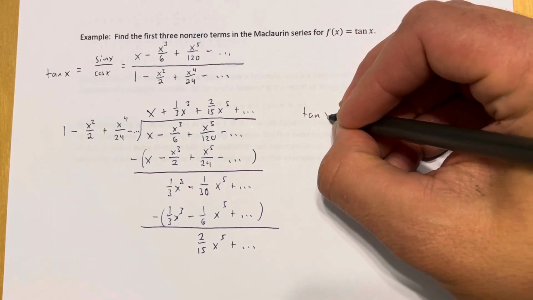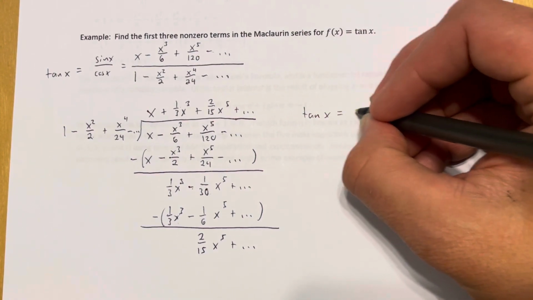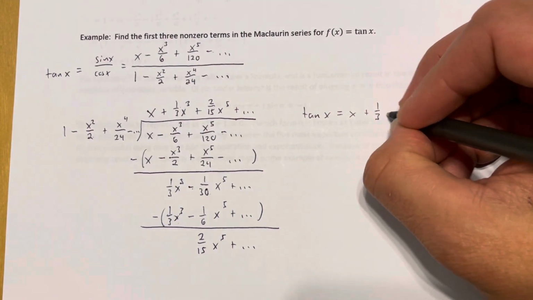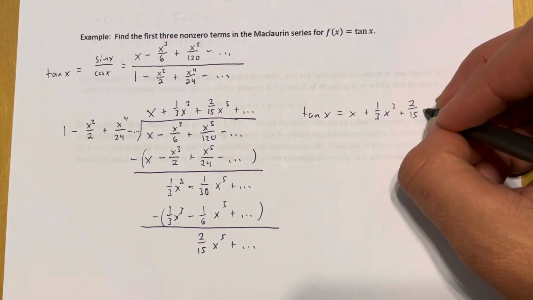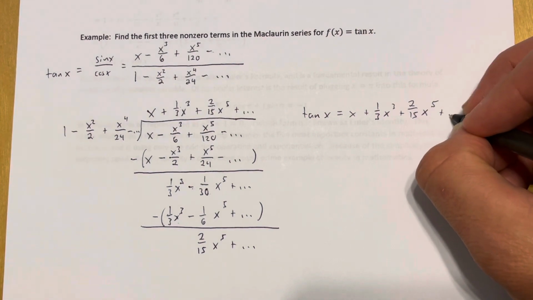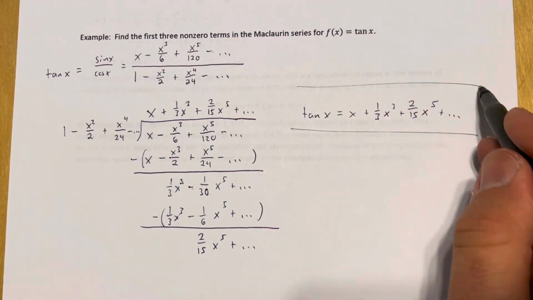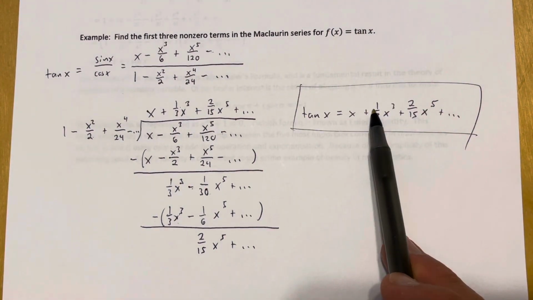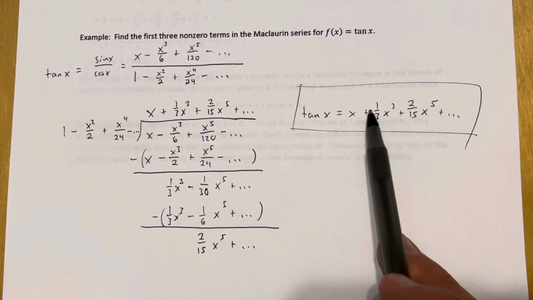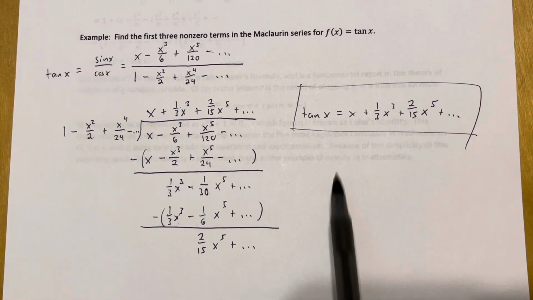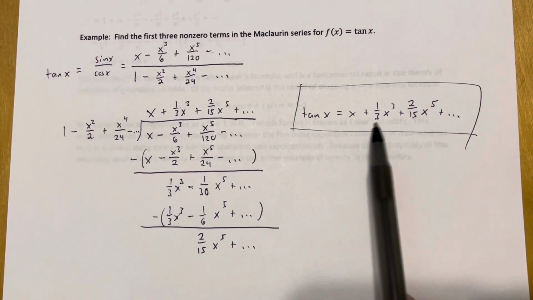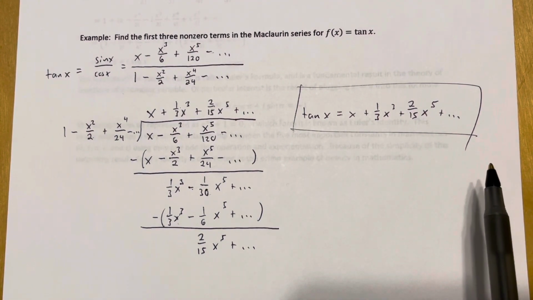So I can say that the tangent function, tangent of x, is equal to x plus 1/3 x cubed plus 2/15 x to the 5th plus dot, dot, dot. Notice, kind of like what we noticed for the sine function, all of the exponents that I'm getting here are odd numbers. And we also know that the tangent function is an odd function. So that is what we should expect to happen. We should expect only odd degree terms here.